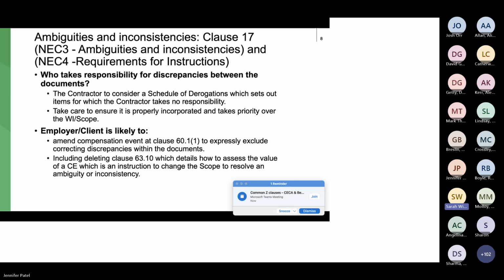So in my experience, those ambiguities are most commonly in regard to the scope of the works information, ambiguities within them, or quite often between the contract data, parts 1 or parts 2, and the scope, and the contract data, and possibly Z clauses or the NEC clauses. So there is quite a wide scope for there being ambiguities or inconsistencies. And as I was saying, I've had quite a lot of disputes where this occurs.